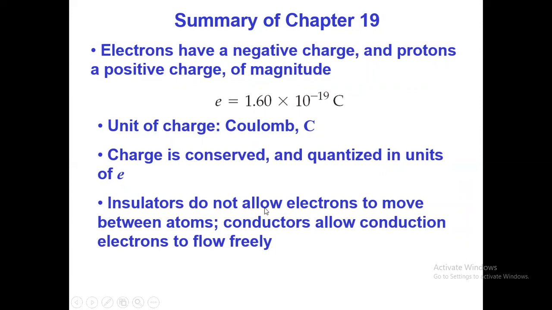Insulators do not allow electrons to move between atoms. Conductors allow conduction electrons to flow freely. So in the conduction band, electrons move freely and fulfill the conductivity from one conductor to another, or within the same conductor from the valence band to the conduction band. This is the concept of band theory of solids at the micron level.